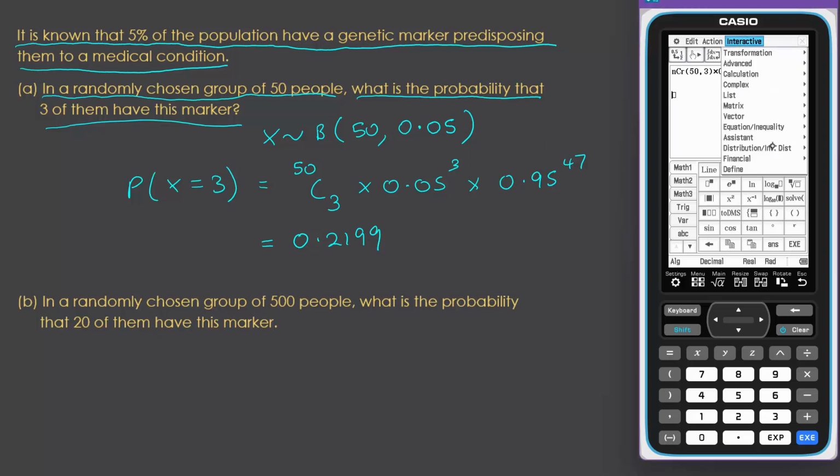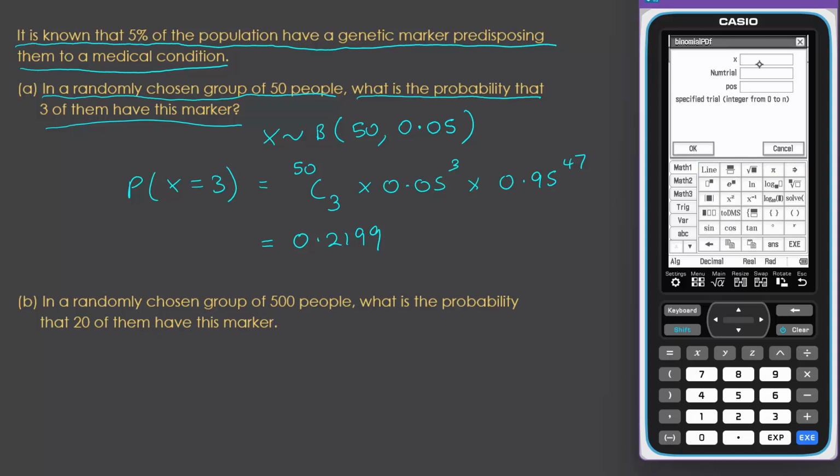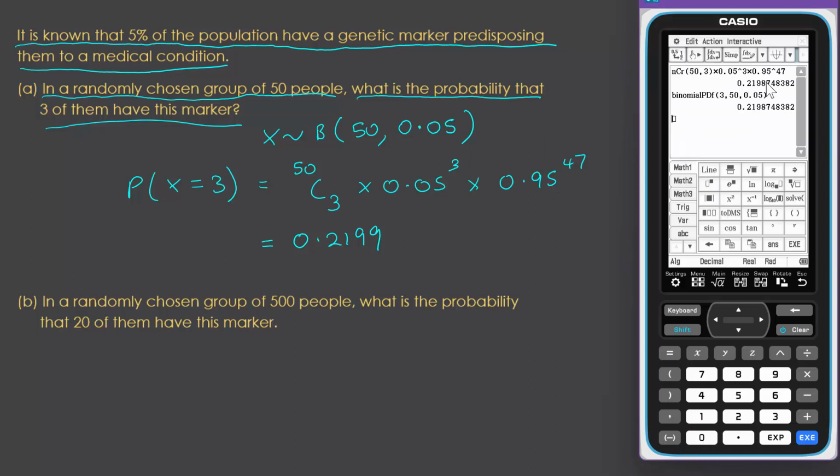Now, we can do this discrete distribution, single value binomial PDF. And so my X was 3. My number of trials here is 50. And the probability of success was 0.05. And you can see it's the same answer.